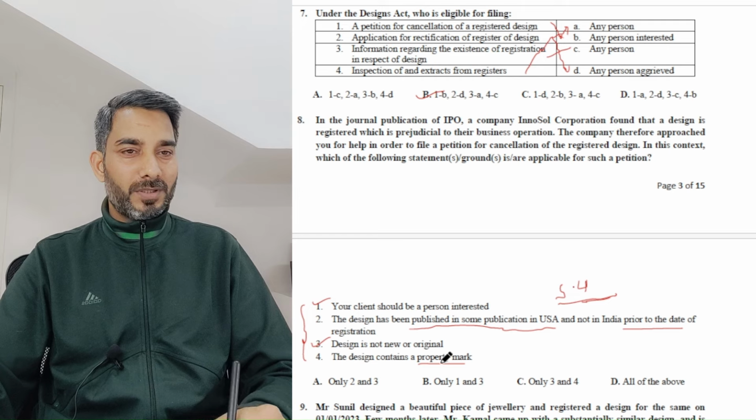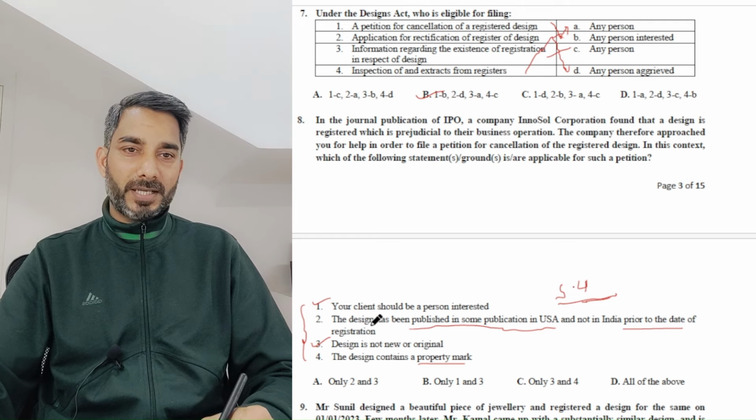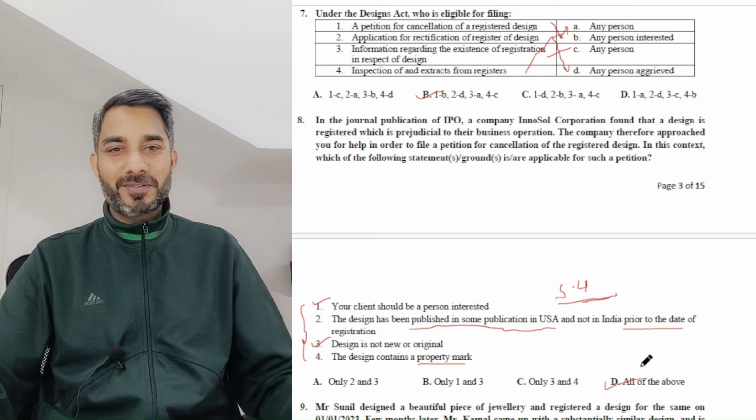I'm not sure about it, but then let's see, because for me 1, 2, 3 are correct. Only 2 and 3, only 1 and 3, only 3 and 4. So logically, all of the above.